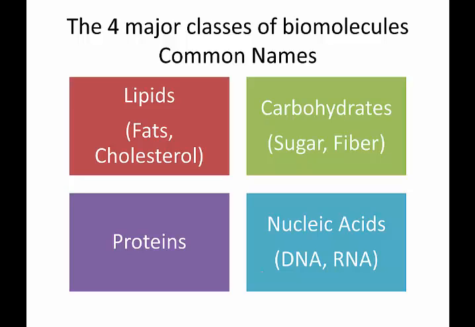So here I've listed the common names for each of these. So for lipids, these are things like fats and cholesterols. Carbohydrates are things like sugar and fiber. Proteins don't have a common name, we just call them proteins. And you might know nucleic acids as being DNA and RNA.